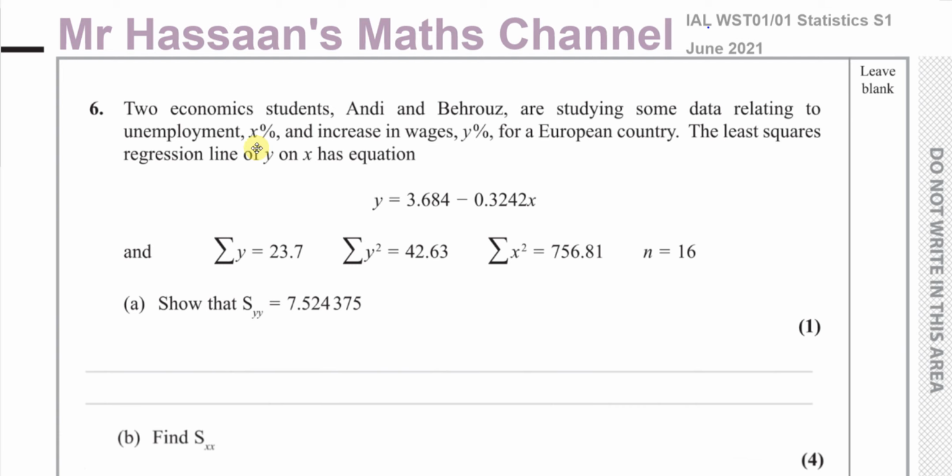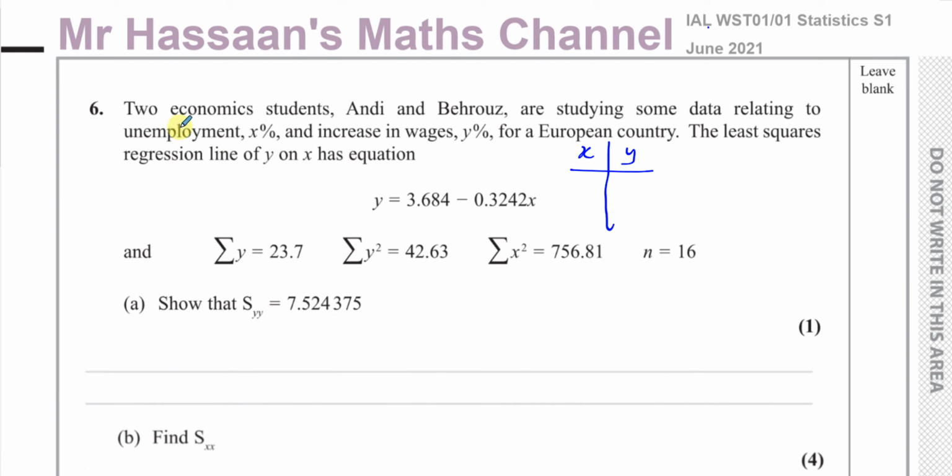Basically, this topic of correlation and regression is to do with when you want to study how one thing affects something else. Is there some relationship between something and something else? For example, here, between unemployment and increase in wages. So does the increase in wages affect unemployment? That's what this is about. It says the regression line of y on x, the effect of the increase of wages on unemployment, is given by this formula here.